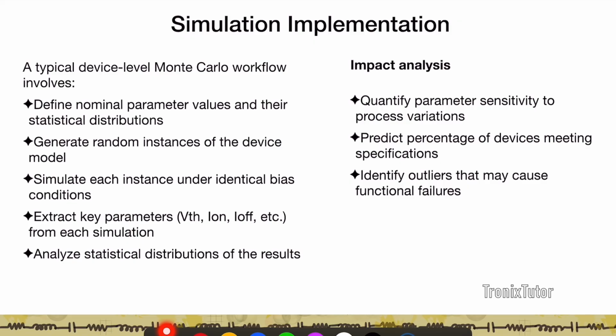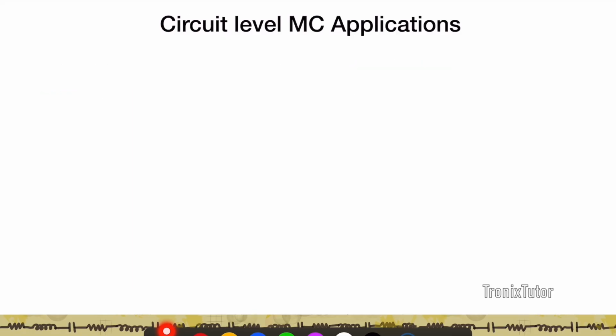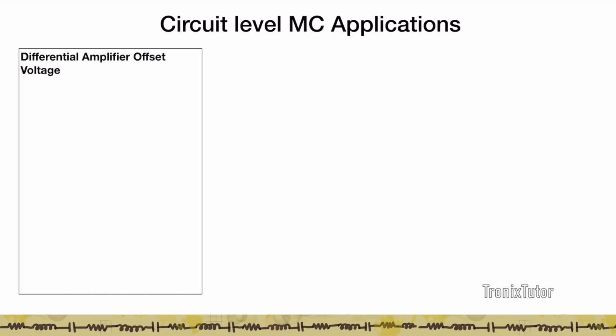And you can also identify the outliers, and these outliers are important because they indicate where the chip or the device might fail. Now let's look at a circuit level Monte Carlo. There are multiple places where Monte Carlo simulations are used. I'll give you one example each from analog and digital.